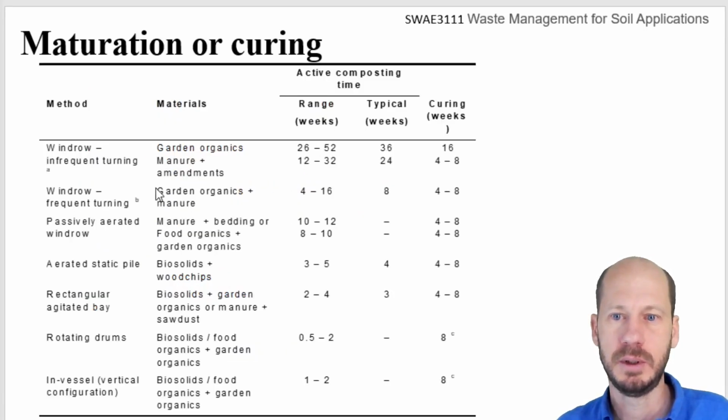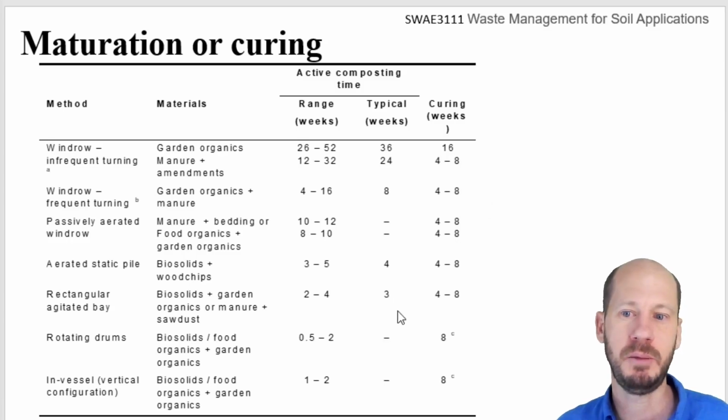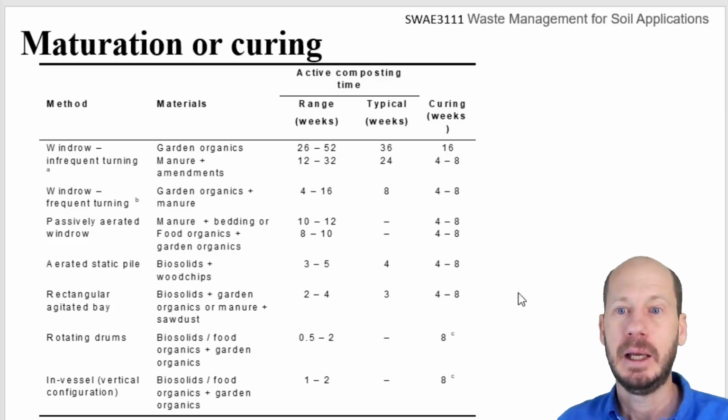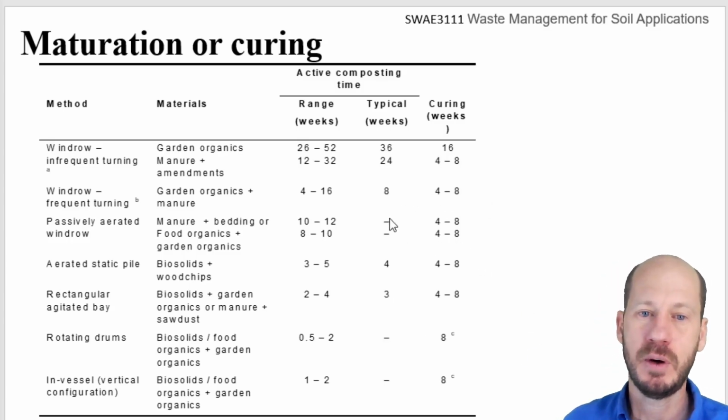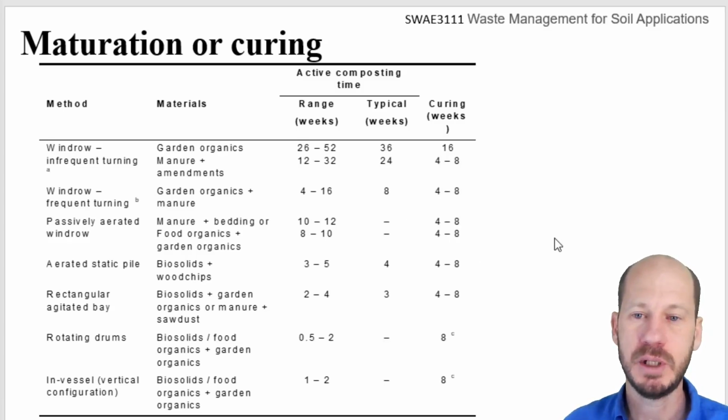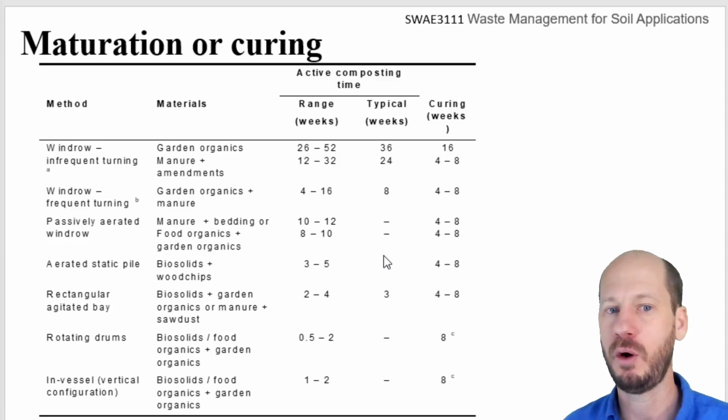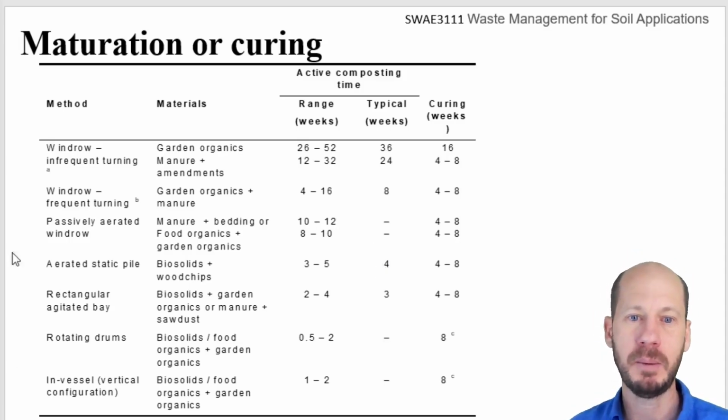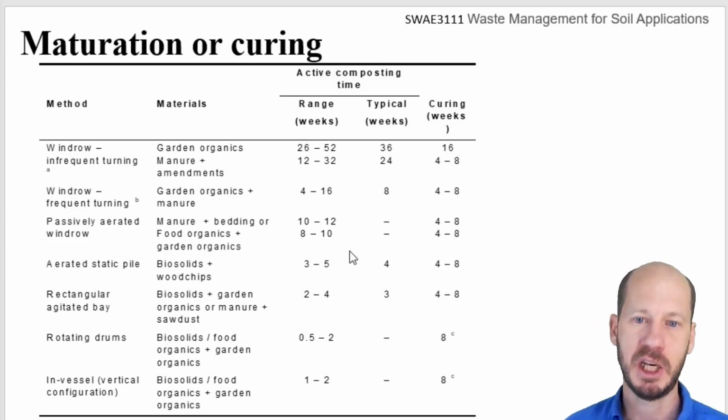So the maturing process, or curing process, takes from 4 to 8 weeks, minimum 4 weeks, and for the majority of composting sites, it's recommended that you leave at least 8 weeks. 4 will be the minimum. And that will depend also on the type of feedstock that you're using and the management that you are using in this composting process.